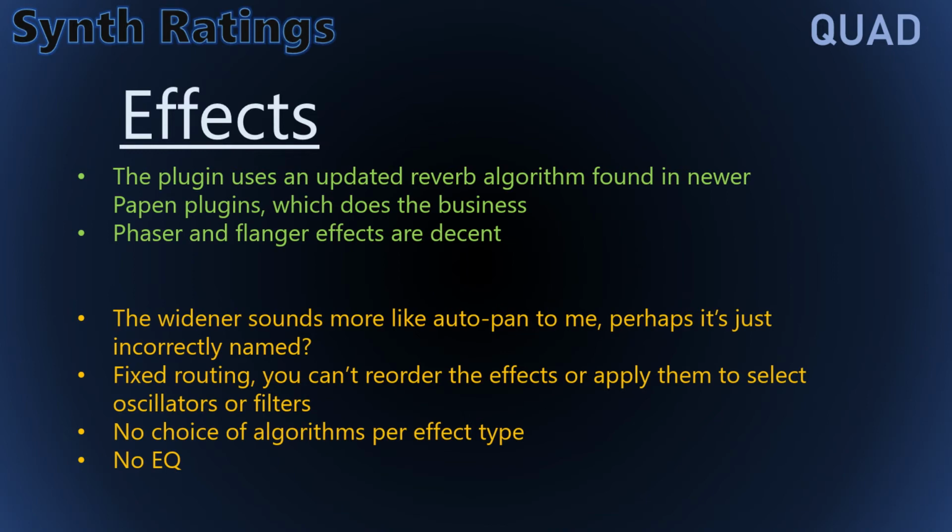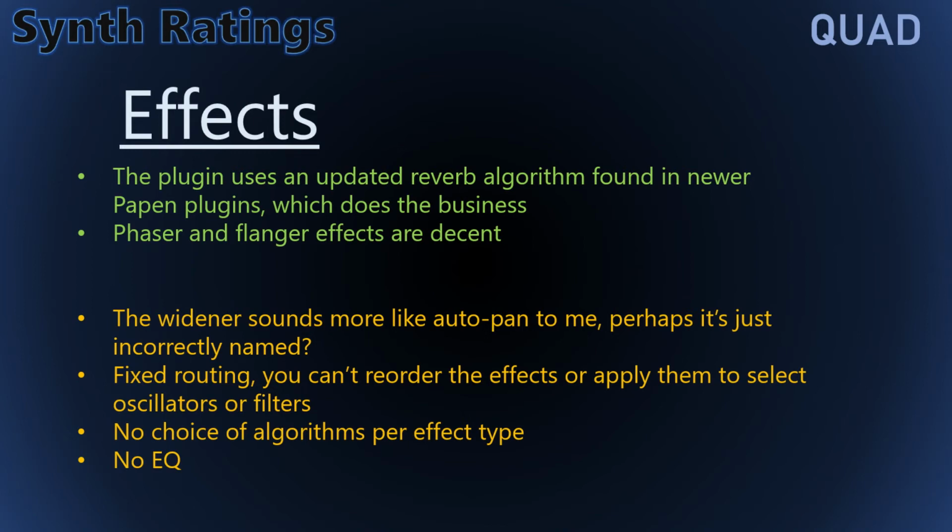However, there are a couple of negatives that kind of mar this effects section. I think most of the modulation effects are not that great, and the widener just sounds like kind of a weird auto pan. There is a fixed routing. You cannot reorder the effects or apply them to select oscillators or filters only. So you can't say send one filter to the reverb and another filter to a chorus. That's not possible. You have to put everything on everything.